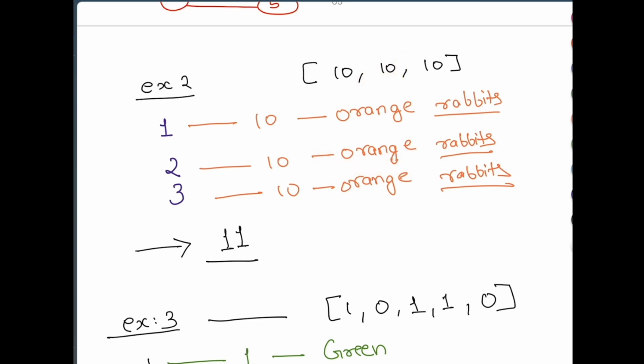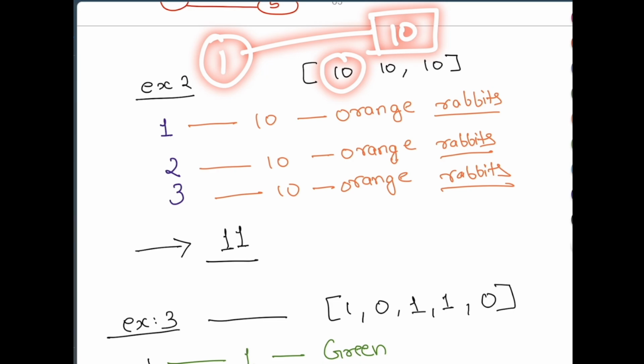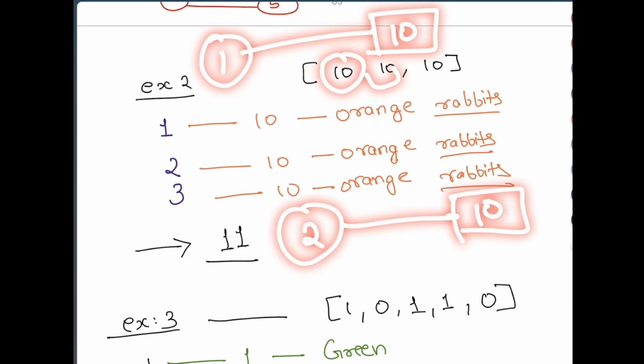And that's because the first one is claiming that I am number 1 and apart from me there are total 10 rabbits. The second is claiming that I am number 2 and apart from me there are 10 rabbits of orange color, right? Now what can happen is, this is the rabbit number 1 and the rabbit number 2 is in this 10 list. And this is the rabbit number 2 and this rabbit number 1 can be in this 10 list.